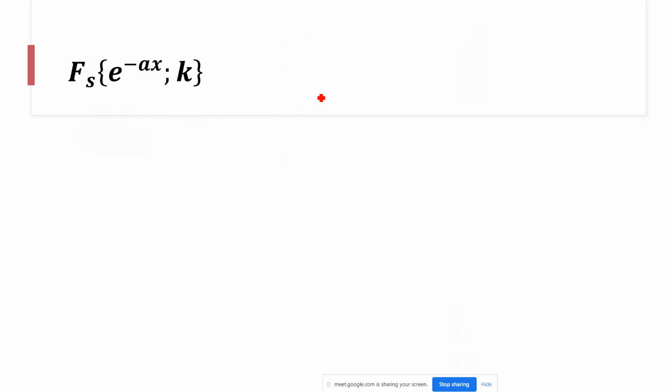Now again a similar thing. Same function, but we are going to find out the Fourier sine of it. Let's see. By the formula, this is nothing but root 2 by pi integrating 0 to infinity. The function is e raised to minus ax. Now my variable is x converted to k. So it is sin xk integrated with respect to x.